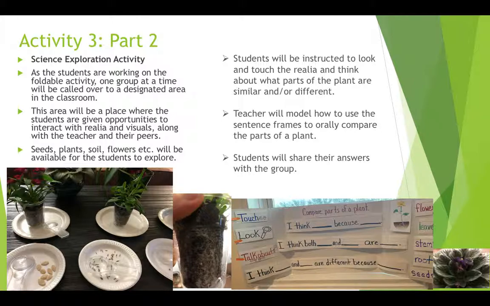The teacher will model how to use specific sentence frames to orally compare the parts of a plant. Because our language objective relates to the discourse competence, we want to make sure that they can express their opinions using sentence frames to create their oral answers. You can see them on the chart on the side. I think, because; I think something because; I think both things are; as we do a comparison, I think things are similar and different because.